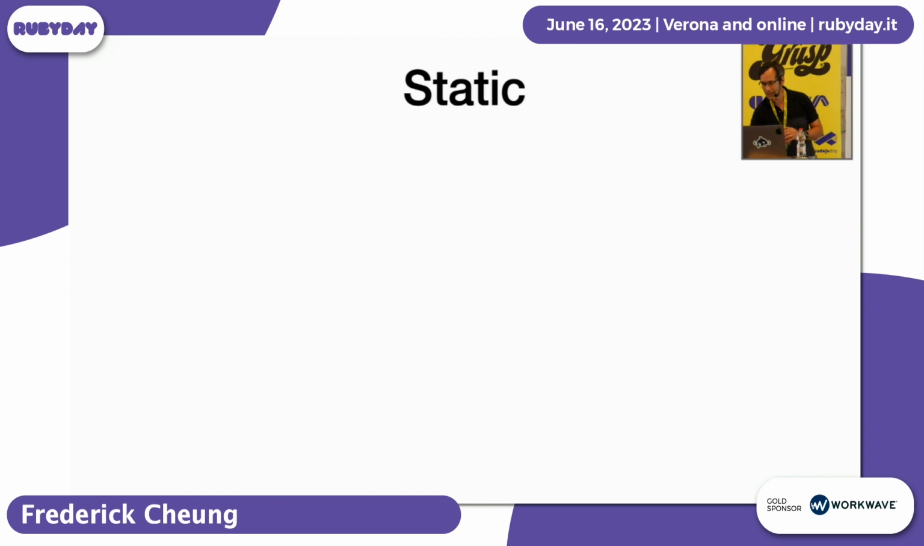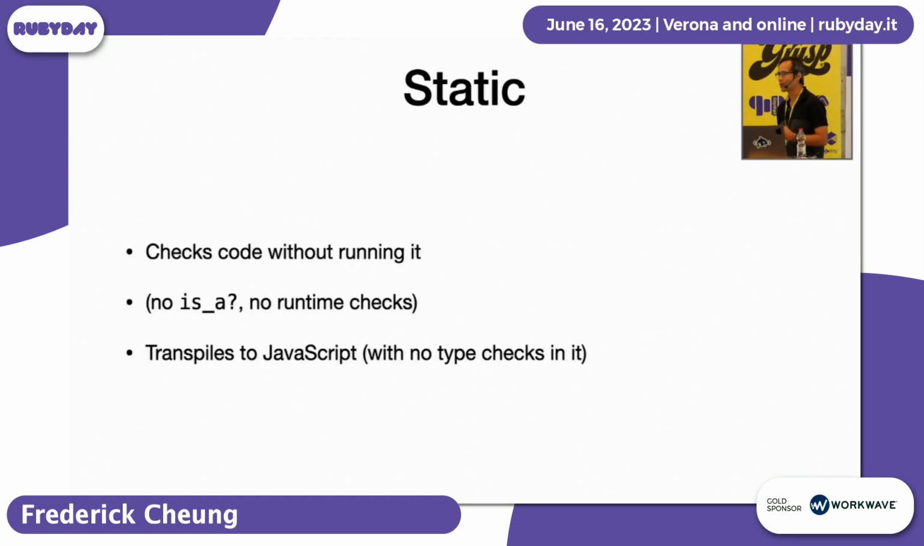Then lastly, static. This means that it checks the code, but it's not running the code. So there are no runtime checks. There's no is-this-object or whatever. The TypeScript you write gets checked and then converted to JavaScript, and that JavaScript has no trace of the TypeScript left inside it. But it does understand statically what those runtime checks would do, and we'll talk about that more later.